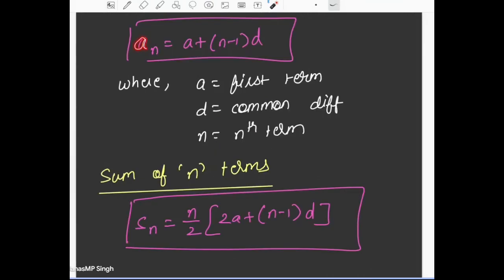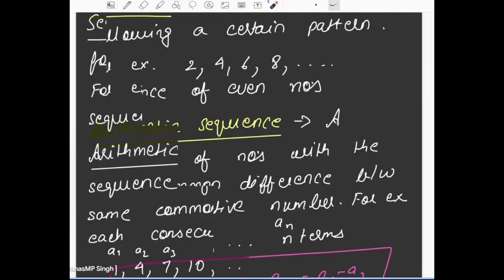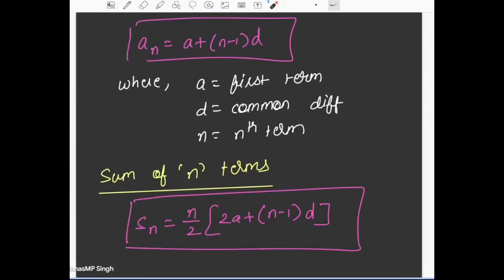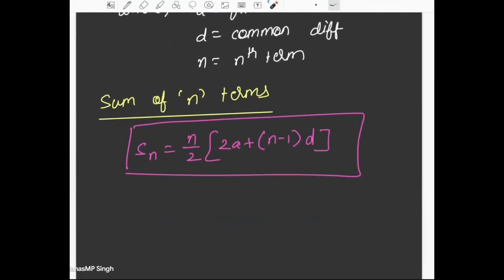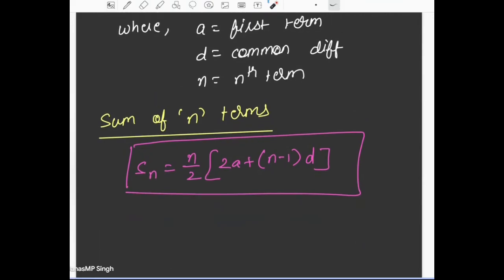It's represented as an. An means the nth term from the beginning. Remember, a is also known as the first term of the sequence. So an equals a plus (n minus 1) times d, where a is the first term, d is the common difference, and n is the position of the term. Clear? So this is one formula which you have to remember to find the nth term. Is this clear? And along with it comes another formula, the sum of n terms.